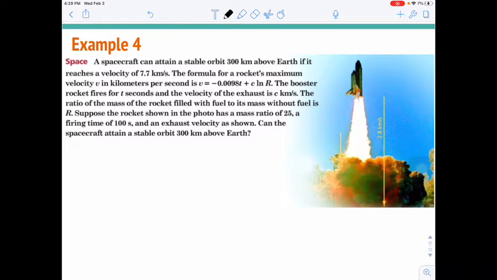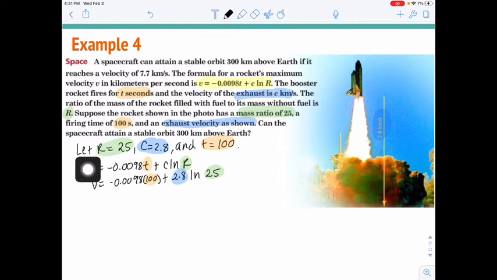0.0098 t plus c times the natural log of r. The booster rocket fires for t seconds, and the velocity of the exhaust is c kilometers per second. The ratio of the mass of the rocket filled with fuel to its mass without fuel is r. Suppose the rocket shown in the photo has a mass ratio of 25, a firing time of 100 seconds, and an exhaust velocity as shown. Can the spacecraft attain a stable orbit 300 kilometers above Earth?